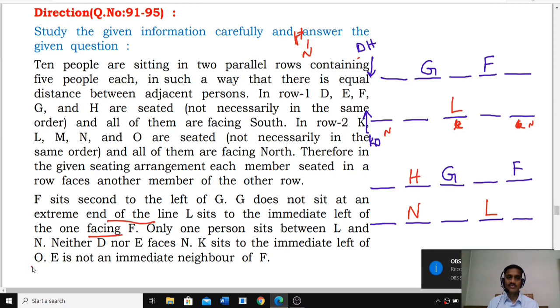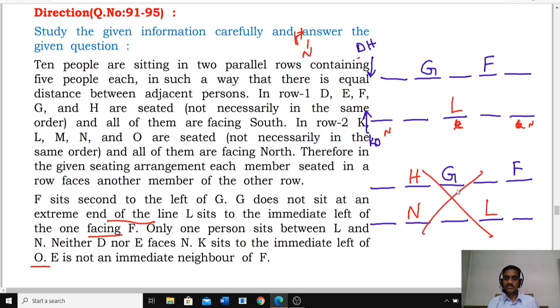H sits to the immediate left of O. K is to the immediate left of O. As K is to the immediate left of O, K and O, here also K and O. Here K being to the immediate left of O is not possible. K is to the immediate left of O. Here if O is here, if O is here.